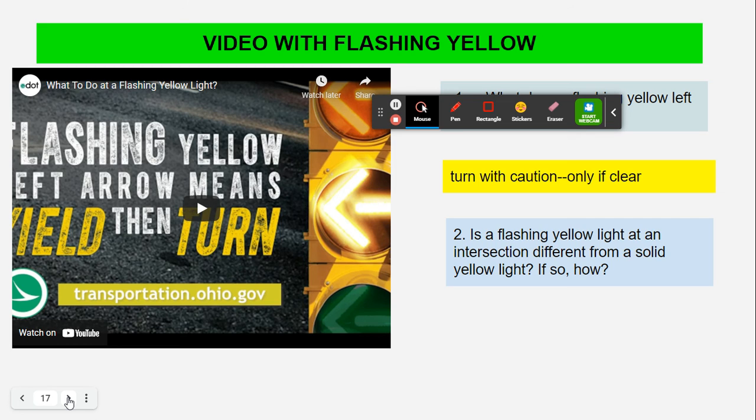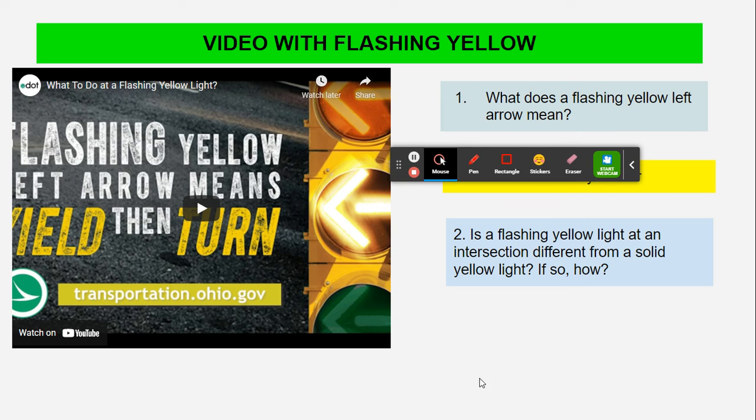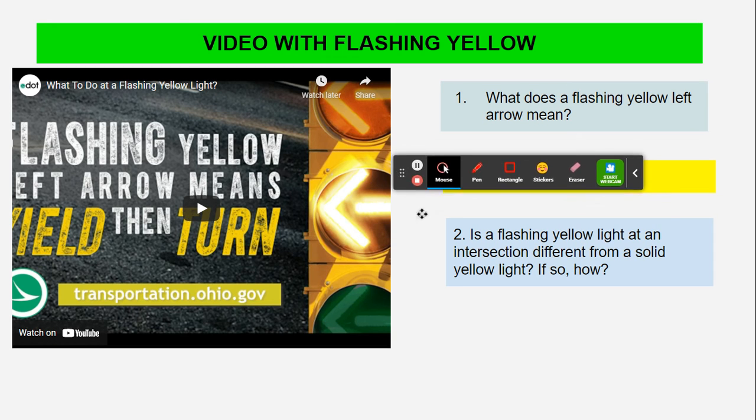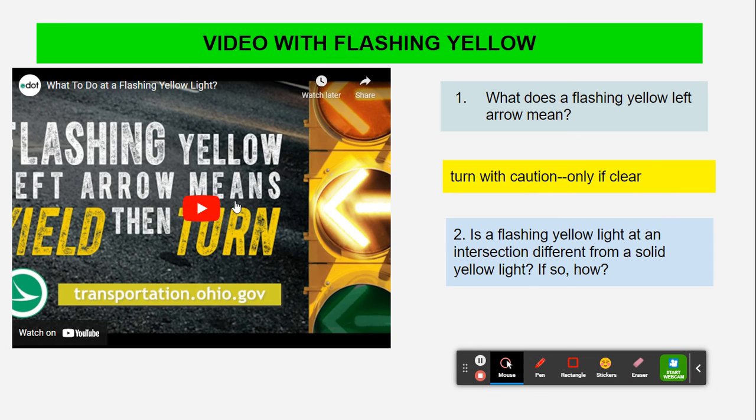Video with flashing yellow, and we already have some answer here. Turn with caution. Let's watch the flashing yellow video, and then we are going to stop our video right here for now. Okay, here we go.